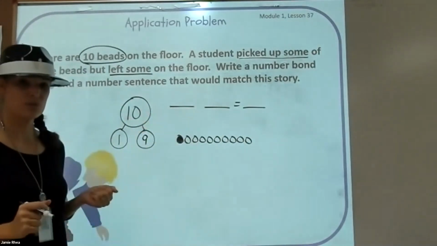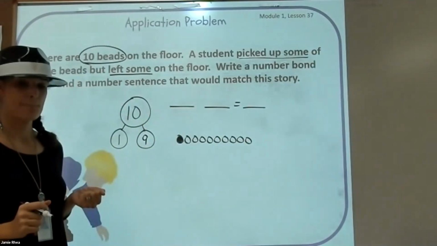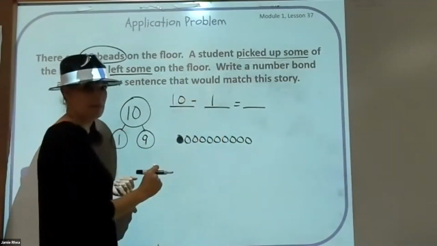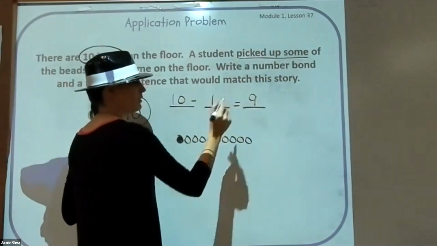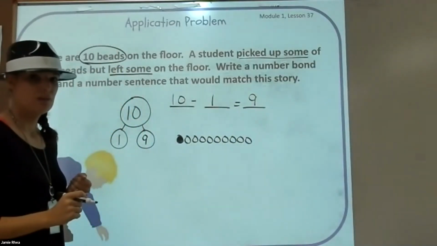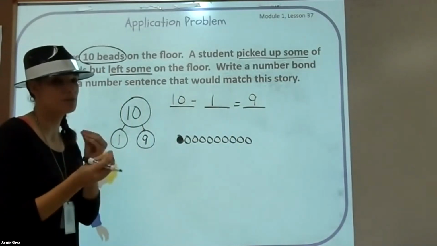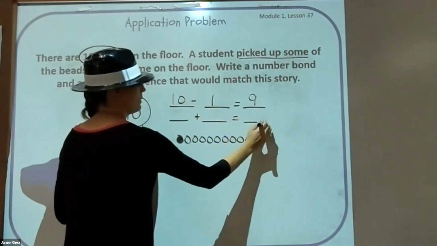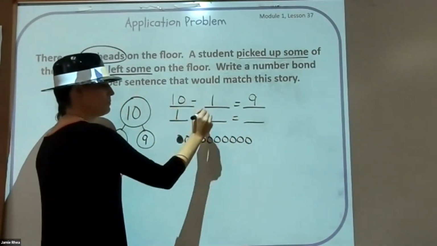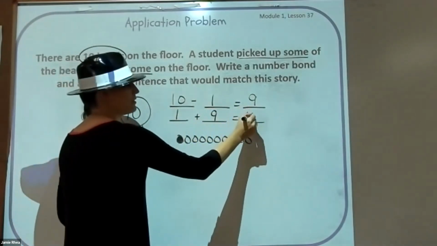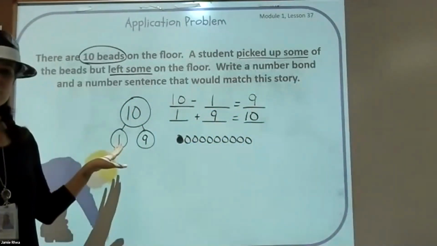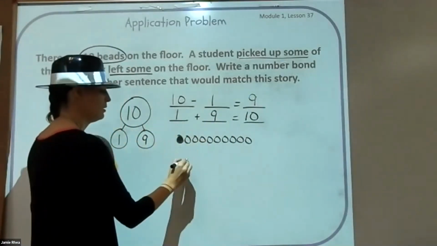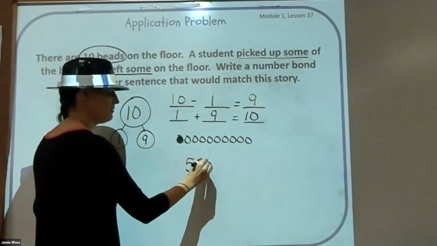Now, how could I put that in a number sentence? I could say if I had 10 beads and 1 got picked up off the floor, 9 were left on the floor. Now, pretty sure we've talked about switching it around, making an addition sentence too. We could do that too. But this time we'd say there's 1 bead that got picked up, 9 were still on the floor. There are 10 beads total. Okay. Now, do you have to do 1 and 9? Could you do 5 and 5?